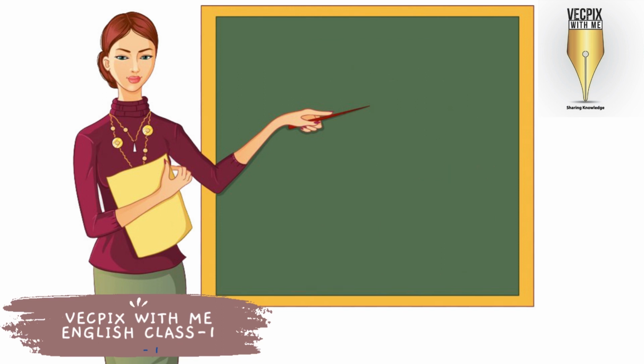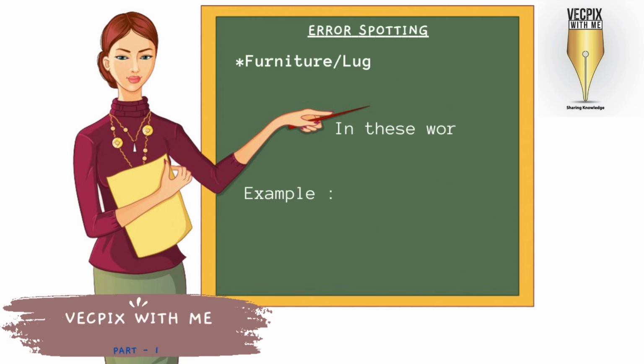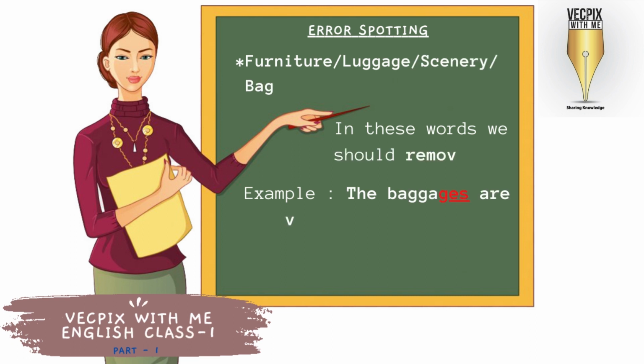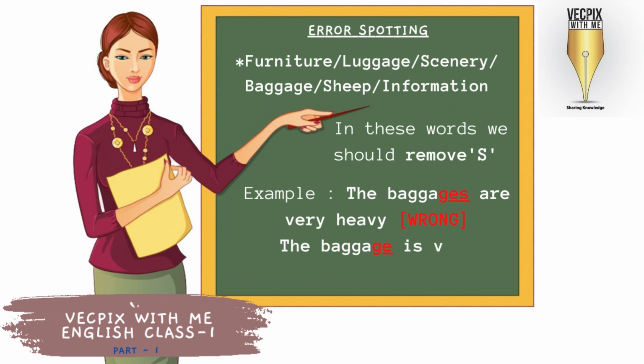Second one: furniture, luggage, scenery, baggage, sheep, information. In these words, we should remove "s". For example, "The baggages are very heavy." That is wrong. So, "The baggage is very heavy." That one is right. We should not use "s".